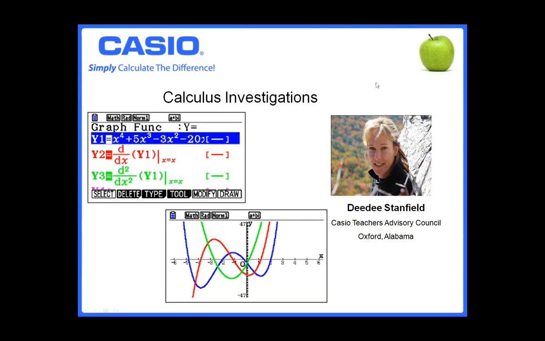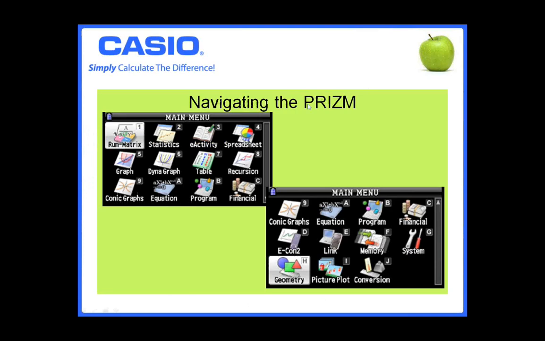We're going to be using the Casio Prism tonight, and before we actually get started, I want to talk about navigating it. When you have your Casio Prism turned on, you're going to want to press the main menu button to see all the different modes that we can explore. Some of the things we're going to do tonight will involve the run matrix, the table mode, the graph mode, and we will even drop down and do one thing out of the geometry mode tonight, just to see a big, broad selection of the things you can do with the Prism.